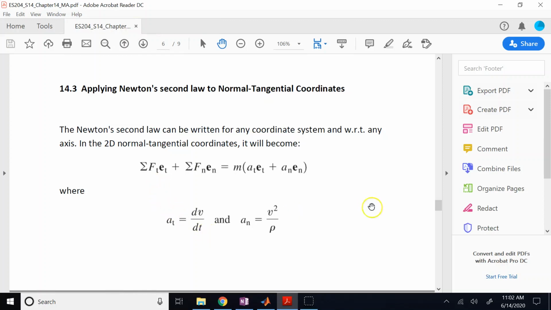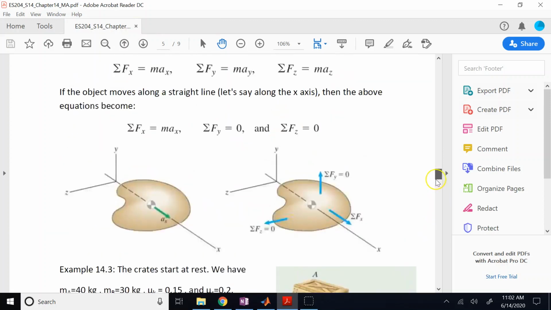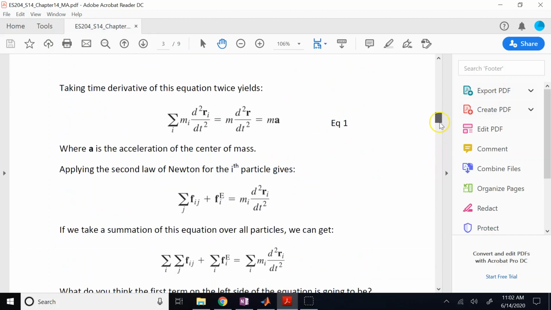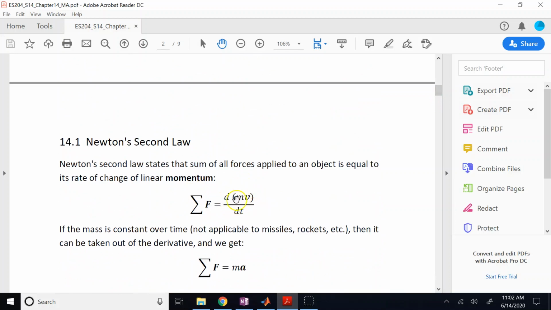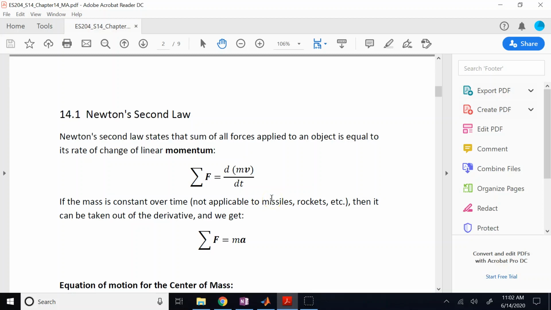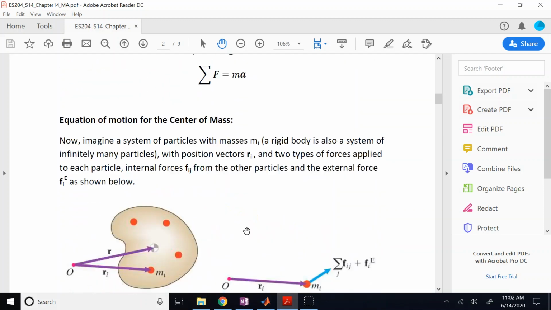Last time we saw that the second law of Newton in general says the sum of the forces applied to a particle of mass m is equal to the time rate of change of this quantity called linear momentum, which is mass times velocity. And if mass does not change with respect to time, then you can simplify it to sum F equals ma. And then for a system of particles, it is going to be only external forces equal to the total mass of the system times the acceleration of the center of mass.